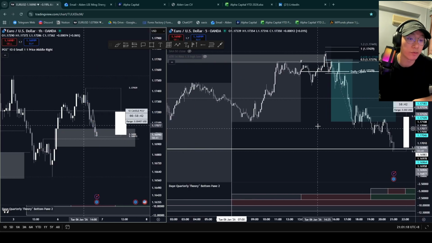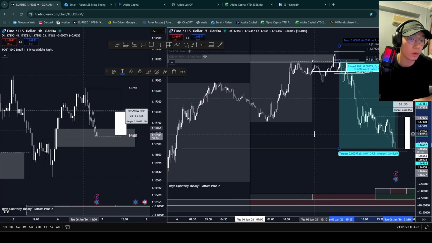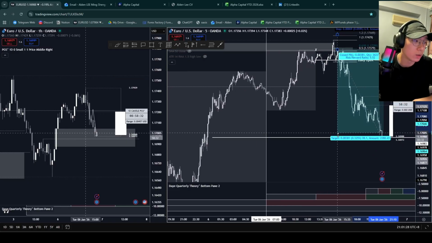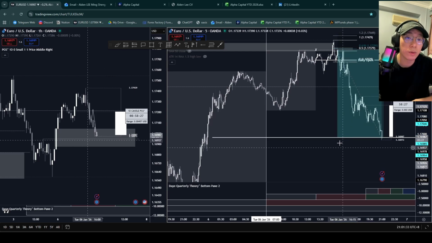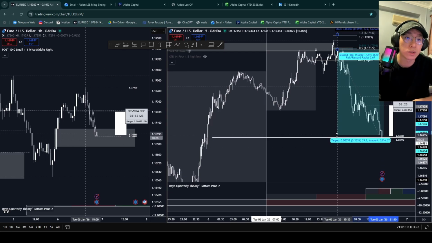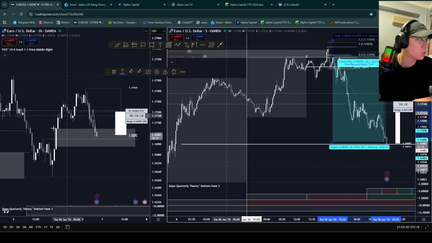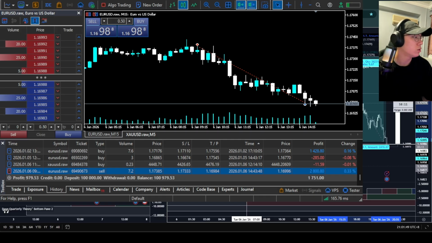So instead of exiting at the Asian low here, I moved my take profit to around the middle of the 1-hour fair value gap right here. So it was about 5.6 R when I closed. Yeah, so it's 5.6 R. I was risking 500 or 0.5%. So that's why I profited 2.8%, because it was a 5.6 R trade. So yeah.